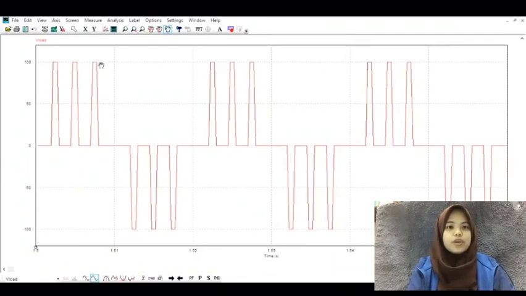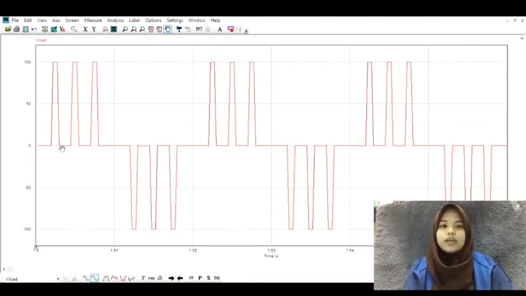Whenever switch 1 and switch 2 are on, the value of the output voltage will become 100, the same as the Vs, since it's a full bridge inverter. So, when S3 and S4 are on, and S1 and S2 are off, the value of the output voltage will become negative 100 volts.